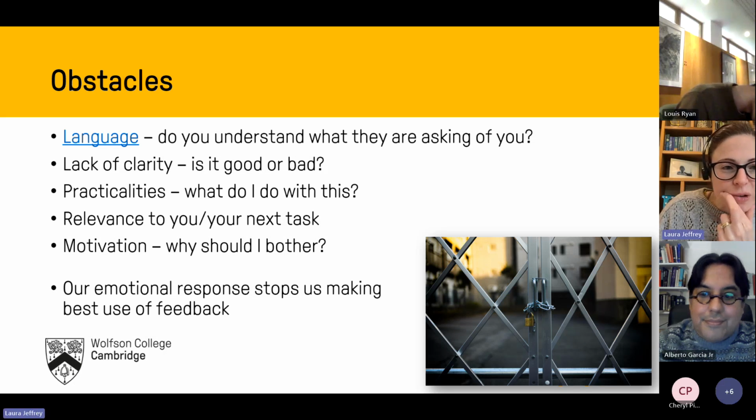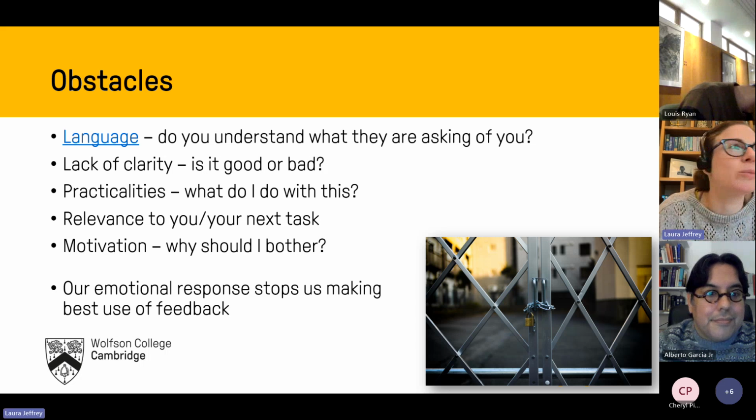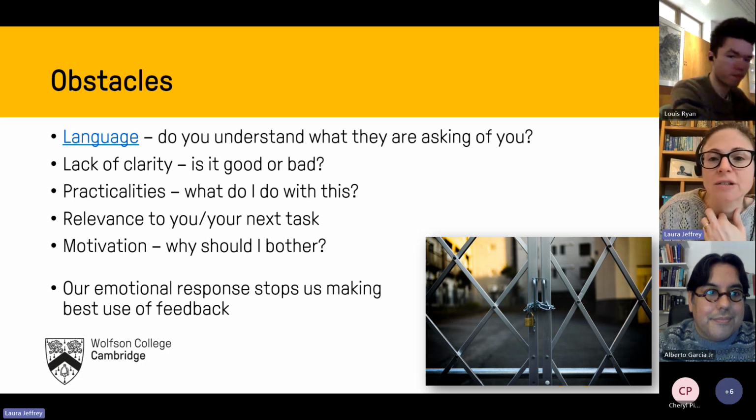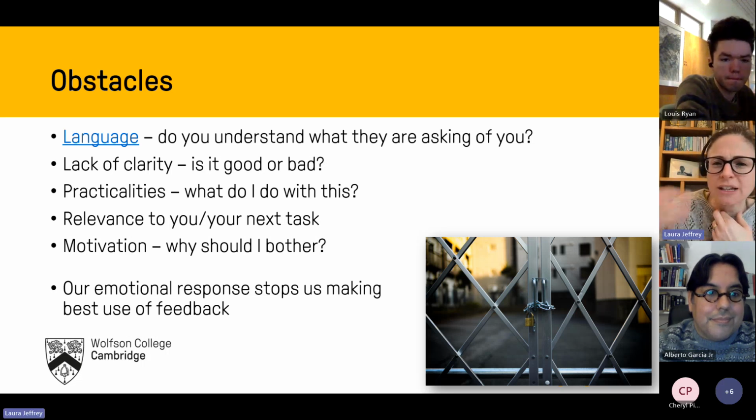Why do we struggle though? So there's often a reason. Alberto talked about this with writer's block. Why do we find using feedback difficult? And there are a number of reasons. One is language, what they're actually asking us to do. And there's a link here on this slide to explaining some of those terms that frequently come up in feedback. Sometimes it's not totally clear what you do with it.